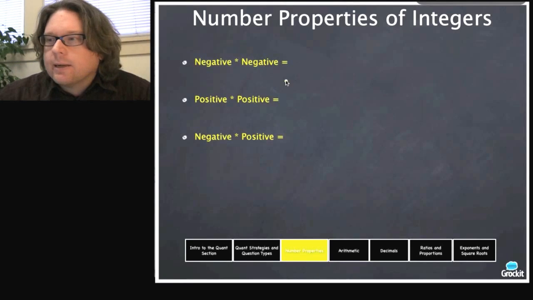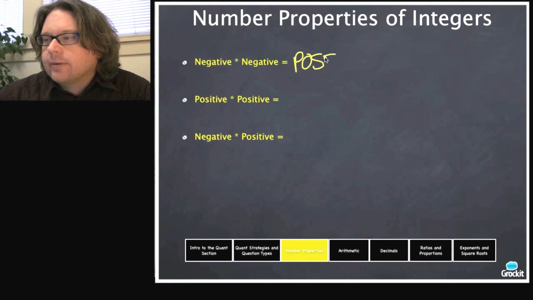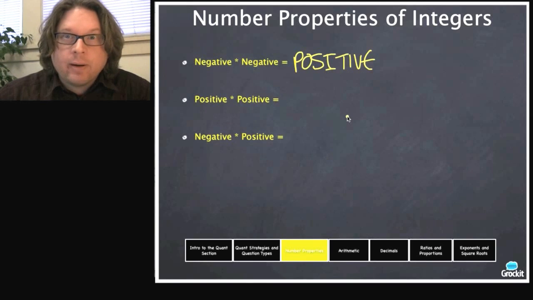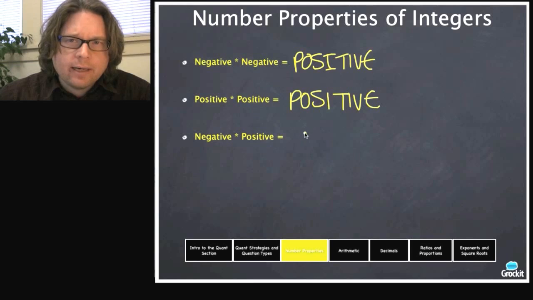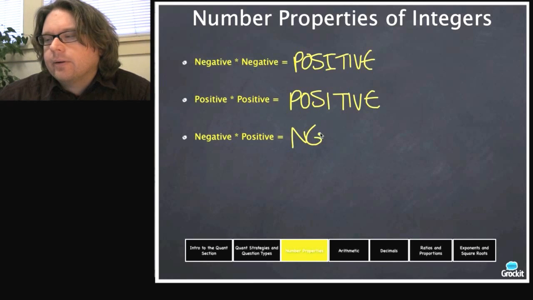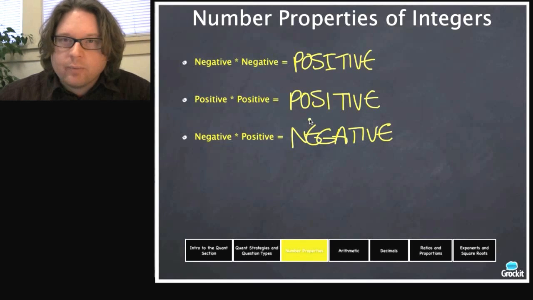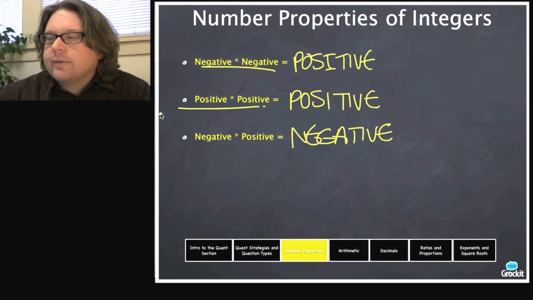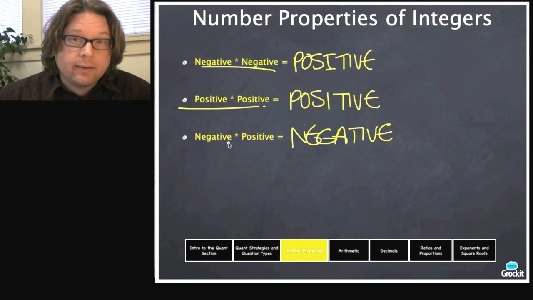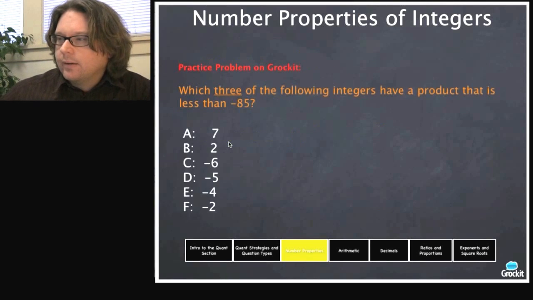Some other number properties to talk about. Negative times negative is always positive. Just remember it, it always is. Positive times positive is also always positive. It's only when you have a negative times a positive that you end up with a negative number. So memorize these if you have any spare brain space. These are absolutely mission critical to getting so many questions right on the test, on the quantitative side anyway. So negative times negative, positive times positive, both give you positive. Only negative times positive gives you negative.